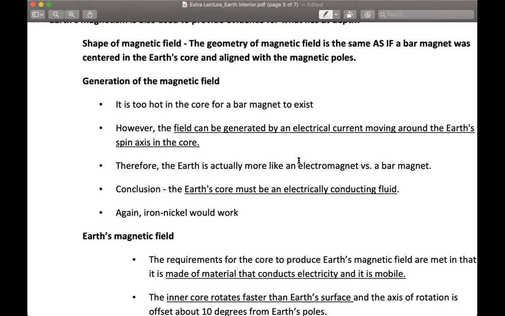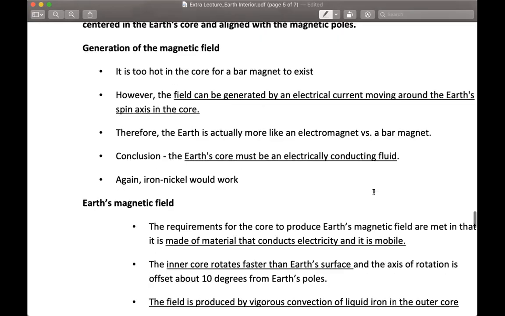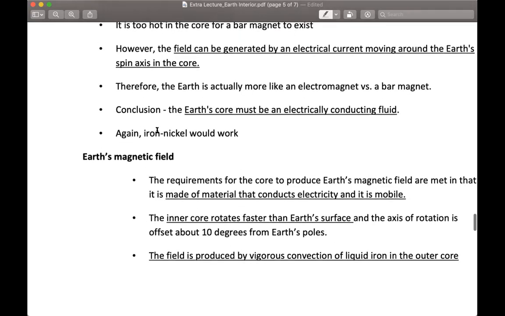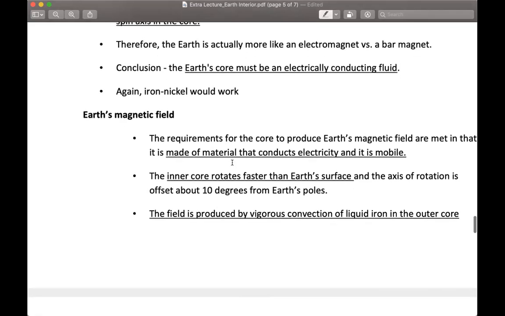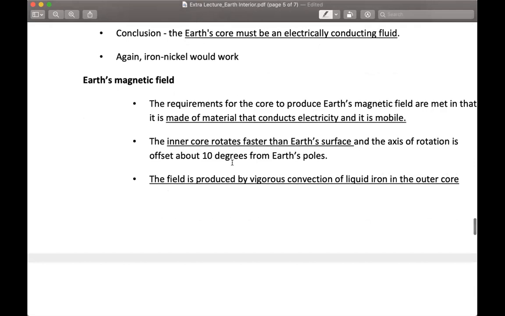So it is more like electromagnetic material existing inside the Earth, right? So the Earth's core must be an electrically conducting fluid. The fluid is there, right? The outer core is the fluid. So this iron and nickel, both would work together to produce this magnetic field. So Earth's magnetic field is produced by this.